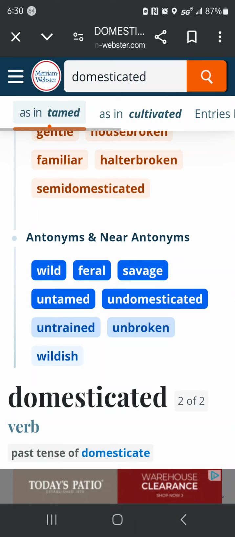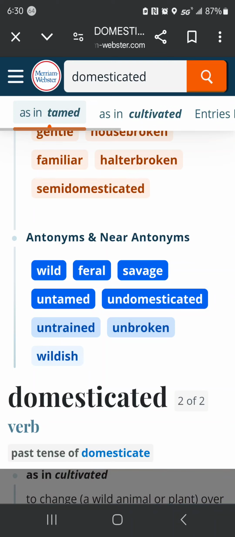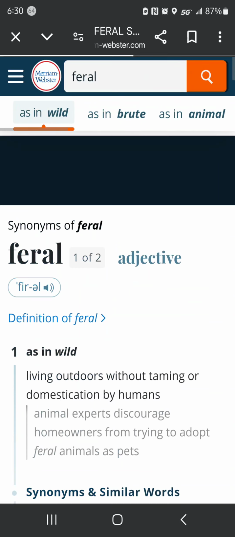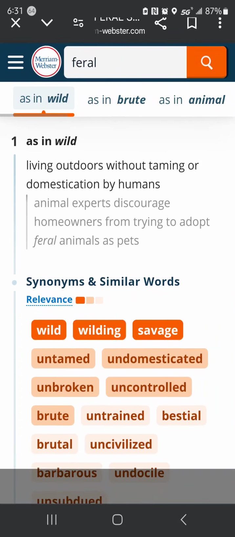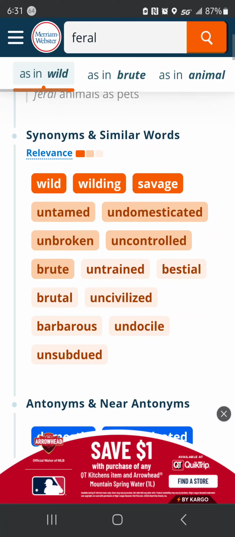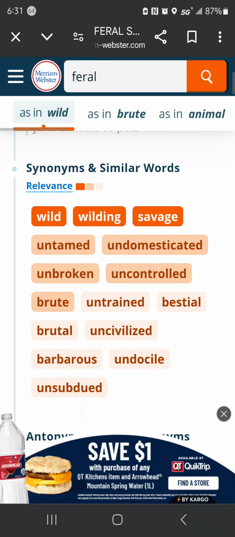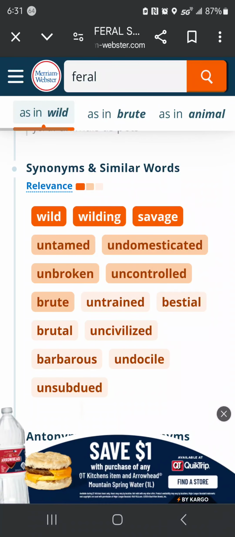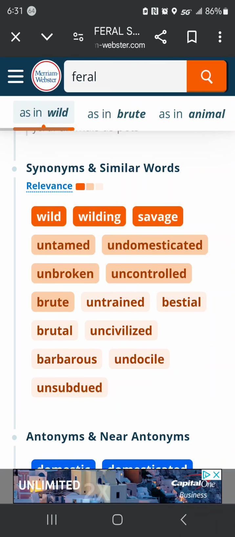Like people that used to wear tattoos in the biker gangs. They're feral, untrained, undomesticated, untamed. Let's look at feral. Let's see what feral means. As in wild, untamed, undomesticated, uncontrolled, untrained, brutal, uncivilized, undocile, barbarous, unsubdued. So then you have your more clean-cut guys that start biker clubs. They got lawyers, they got biker clubs. Doctors, they got biker clubs. They want that. They like that edge of life.